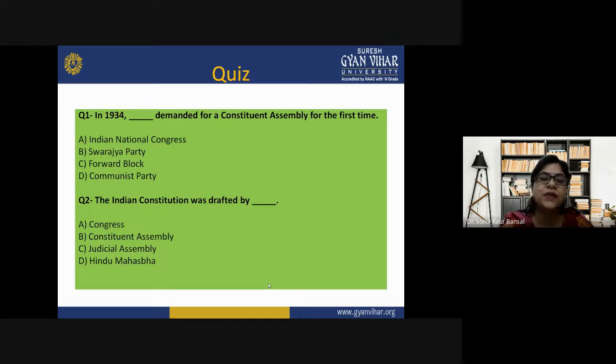Question number one: in 1934, who demanded a constituent assembly for the first time? A. Indian National Congress, B. Swaraj Party, C. Forward Bloc, D. Communist Party. Yes, students, answer in my comment box. Question two: the Indian Constitution was drafted by A. Congress, B. Constituent Assembly, C. Judicial Assembly, D. Hindu Mahasabha. So I'm waiting for your answers now.